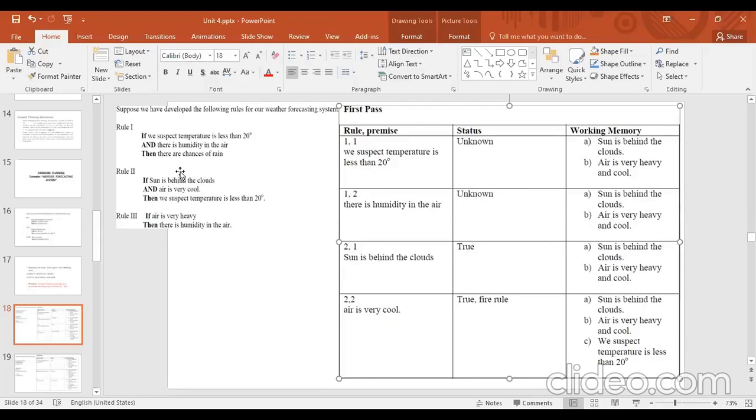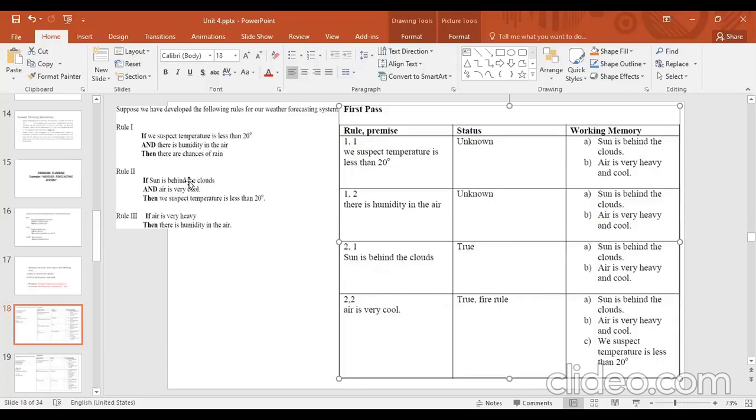Okay. Now the third step, sun is behind the cloud. Okay. So here I write sun is behind the cloud. Now I have to check in the working directory. Sun is behind the cloud. Yes. The answer is yes or true. Okay. Now what I have to do? I have to add this rule in the working directory.